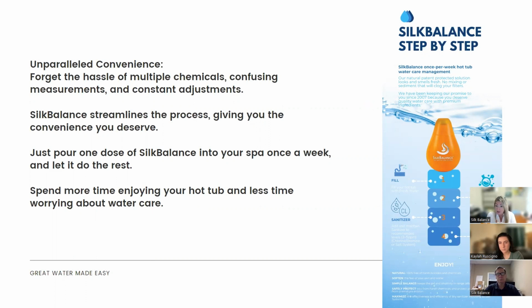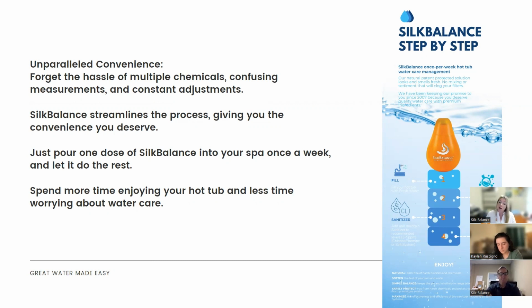The steps to using SilkBalance is really just to fill your hot tub with fresh water. If you're converting your hot tub over to SilkBalance, we recommend using Clean Start, which is a plumbing line flush. This will make sure that all of that slime and sludge that are caught in the plumbing lines is removed before you start to use SilkBalance, so you really get back to a factory fresh hot tub before you fill it. Adjust your pH and your alkalinity.